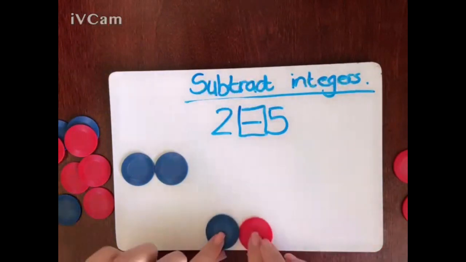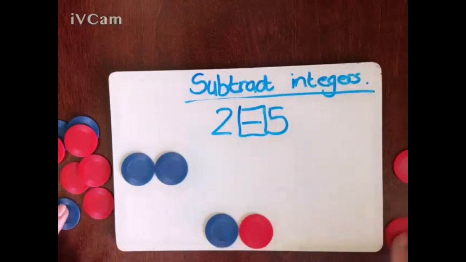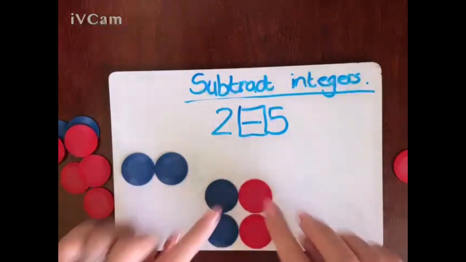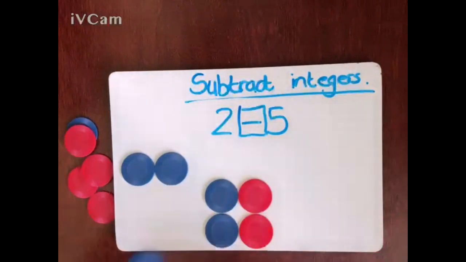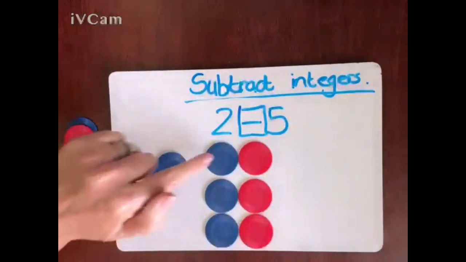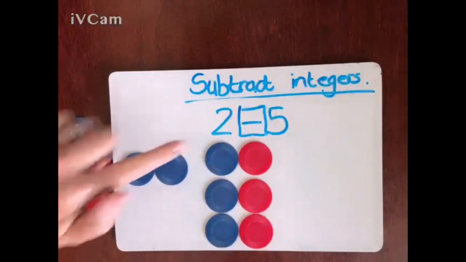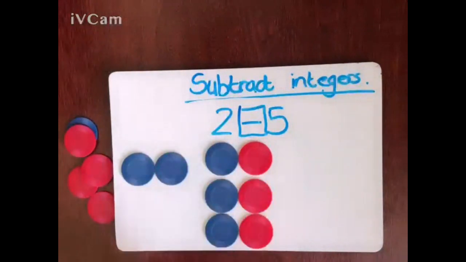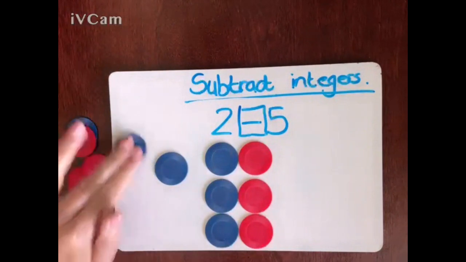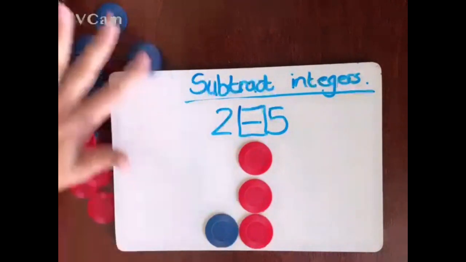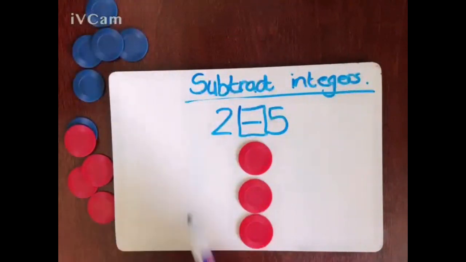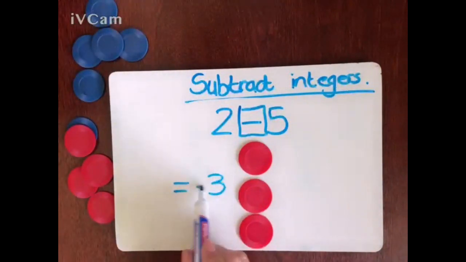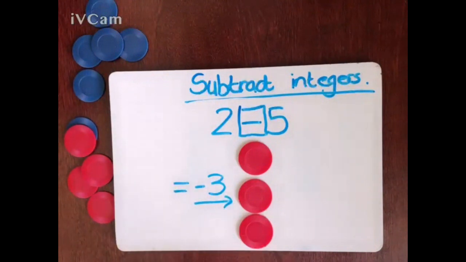Add 0 pairs until you are able to take away 5 blue discs. So I'm adding 0 pairs until I'm able to take away 5 blue discs. 1, 2, 3, 4, 5. So I've added 3 pairs, but it doesn't matter. This is still 0. Right. So now I can take away 1, 2, 3, 4, 5. And what am I left with? I'm left with 3 red discs or 3 red negative numbers.